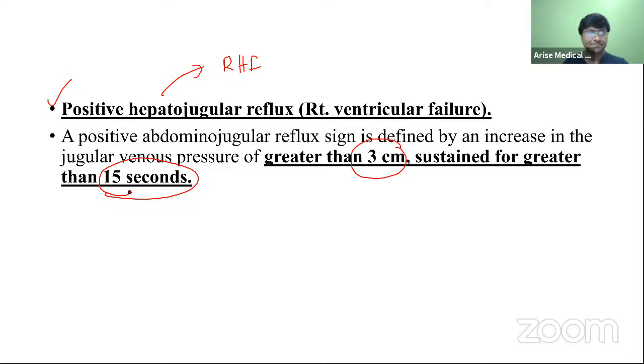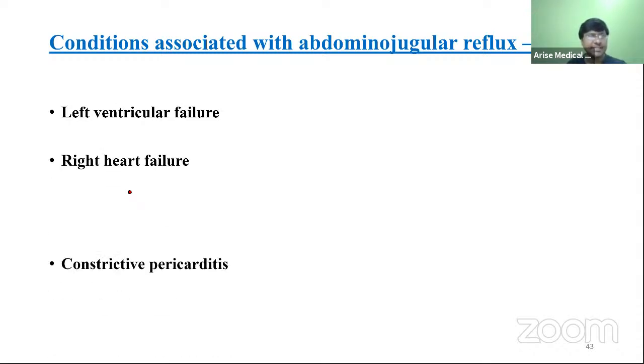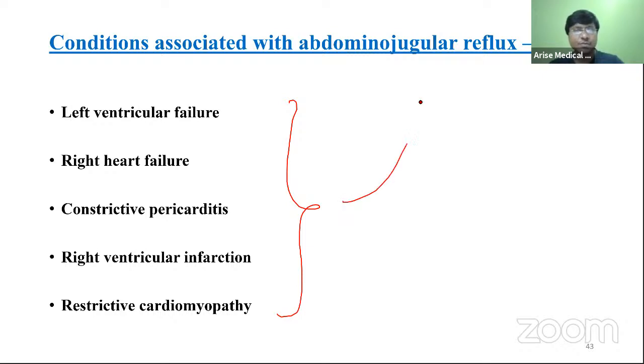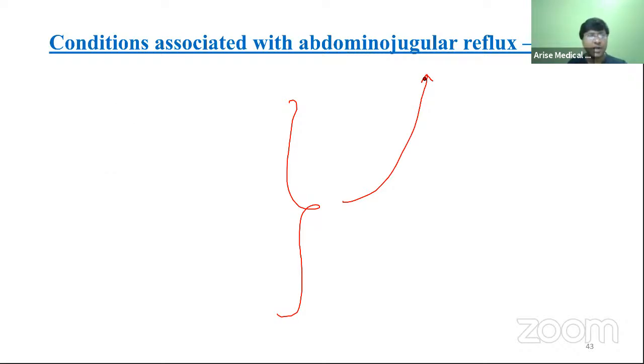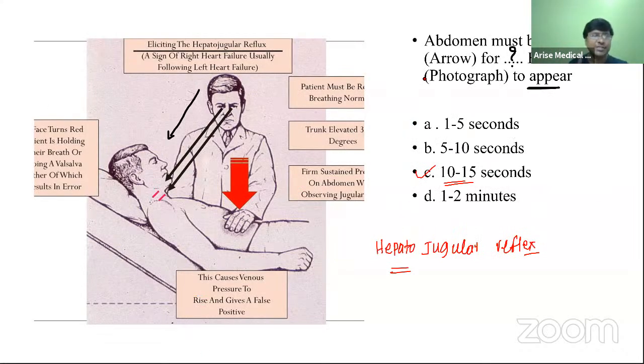Now, what are the conditions where you will have positive hepatojugular reflex? Left ventricular failure, right heart failure, constrictive pericarditis, right ventricular infarction, and restrictive cardiomyopathy. The pressure has to be applied over the right hypochondrium for nearly around 10 to 15 seconds in order to elicit this particular hepatojugular reflex.